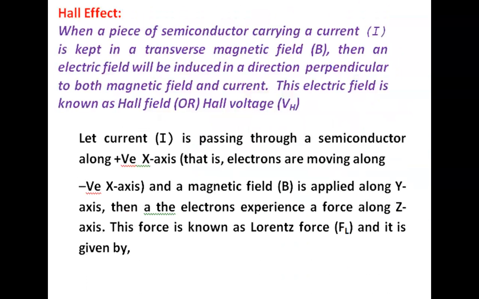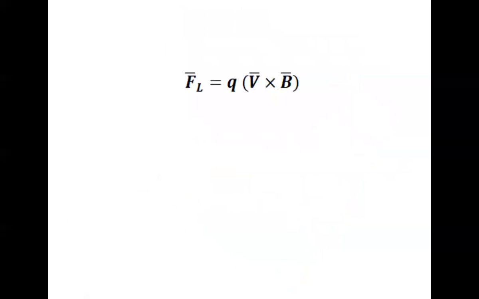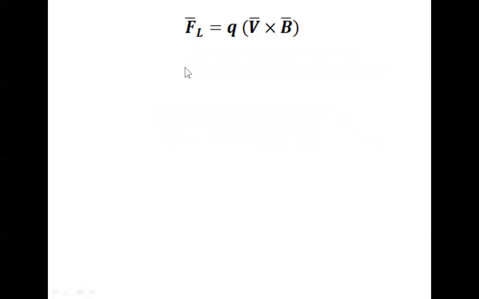Now let us consider I is the current flowing along the x-axis, and B is the magnetic field applied along the y-axis. Then electrons which are moving along the negative x-axis are going to experience a force called Lorentz force. This force is given by F_L bar, where F_L represents Lorentz force, which is given by q into v bar cross B bar, where v bar represents the velocity of the electron and B bar represents the magnetic field applied.